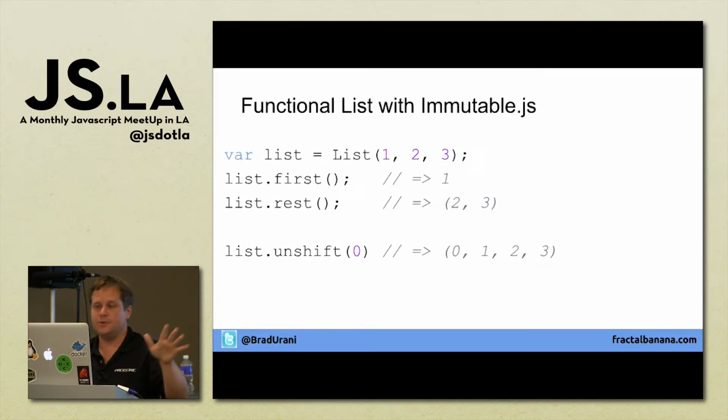So here's our Immutable JS list, just like you saw before. 1, 2, 3. Dot first is 1. Dot rest is 2, 3. These are important methods, so remember these. Dot unshift pushes something onto the front. So I've got 1, 2, 3. I unshift a 0, and I push a 0 onto the front.